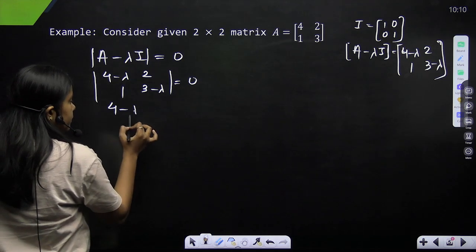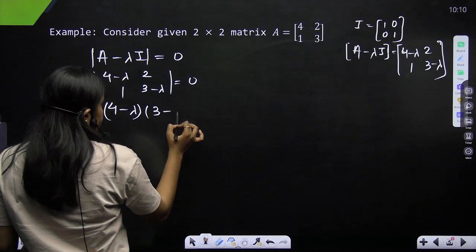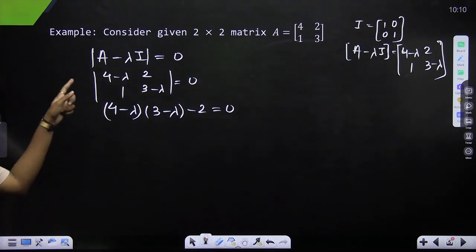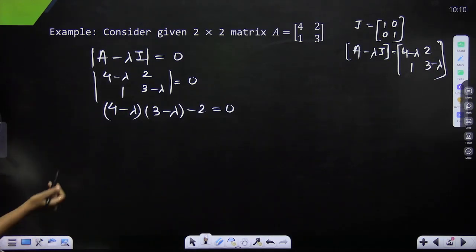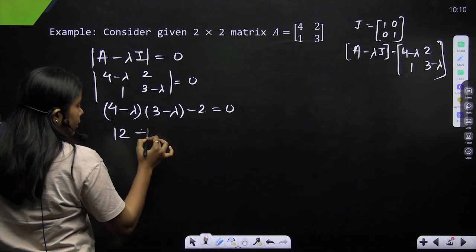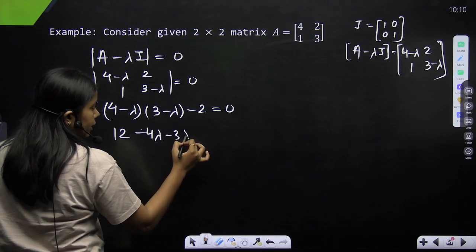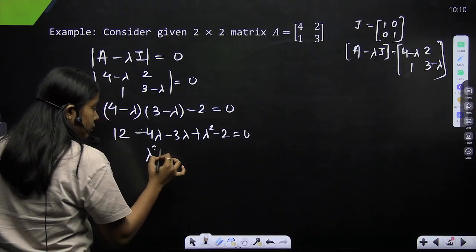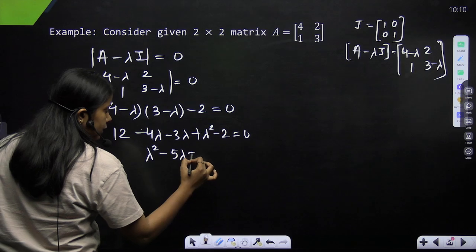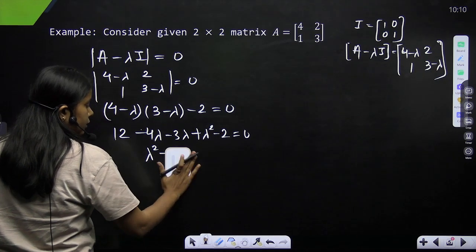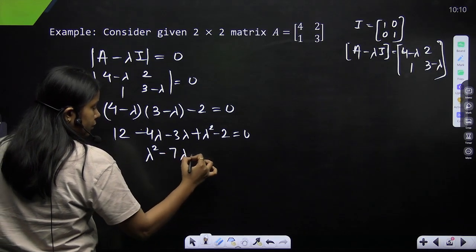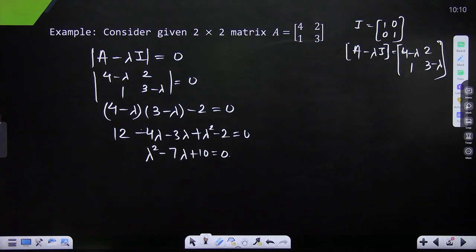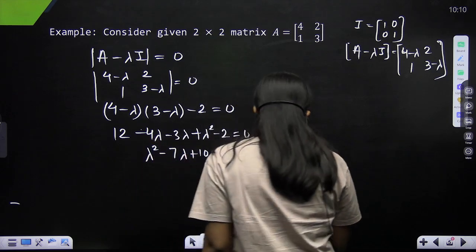I'll equate this determinant. What would I get? 4 minus lambda into 3 minus lambda minus 2. This is a determinant, AD minus BC. That's the same thing I have done here. Now let's multiply. 4 3s are 12 minus 4 lambda minus 3 lambda plus lambda square minus 2 equals 0. Lambda square minus 7 lambda plus 10 equals 0. Right? I got a characteristic equation.